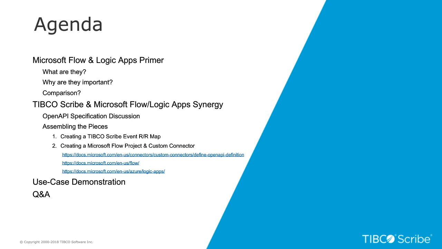Part of that is discussing the Open API specification, which is part of what really makes that happen. I'll help you understand the pieces involved, starting with creating an event-based map in TIBCO Scribe, and then creating a Flow project and a custom connector, which rolls that together for you into one. I'll put this together in the use case demonstration, so it'll probably make more sense when you see it when I share my screen in a bit.